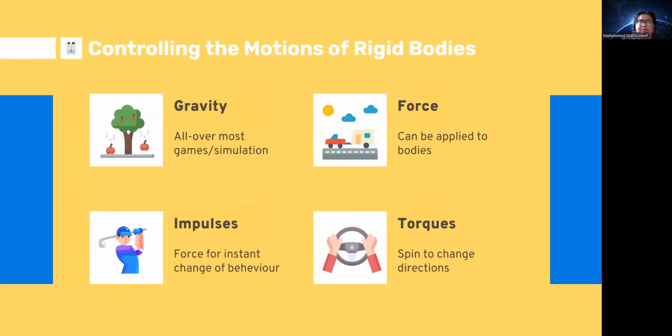Most physics engines typically provide the users with a number of ways to exert control over the bodies, and here we have four of them: gravity, which exists mostly in games; force that can be applied to a body; then we have impulse, a force for instant change of behavior or direction of a body; then torque, which can spin a body to change its direction.